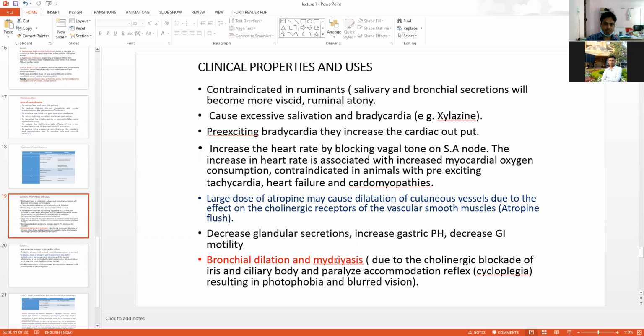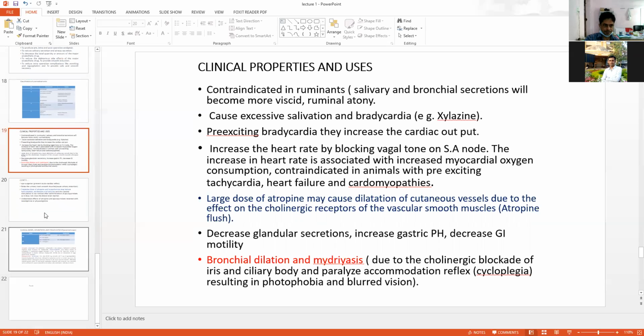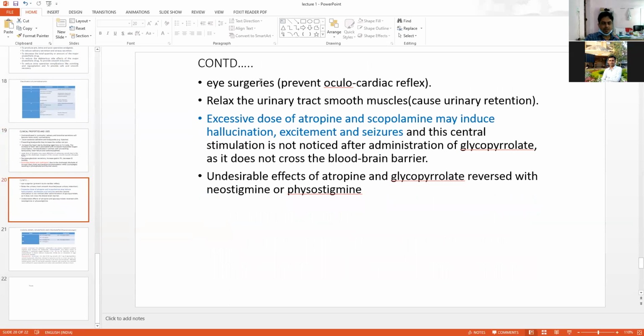So these are some clinical properties and uses: increasing the heart rate, blockage. These are some important uses of atropine, xylazine and many pre-anesthetic drugs. In case of eye surgery, atropine helps prevent the oculocardiac reflex, and it relaxes the urinary tract smooth muscles and causes retention. Excessive use of atropine and scopolamine may induce hallucination, excitement, and seizure.